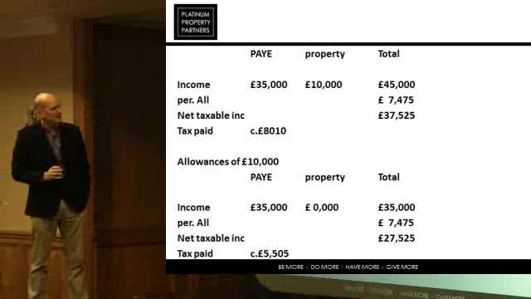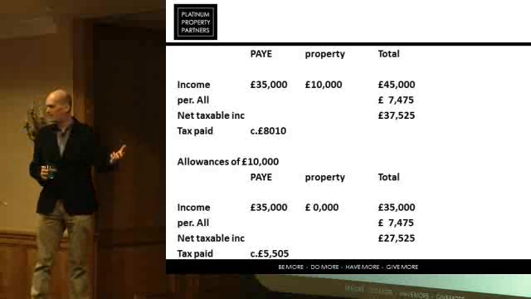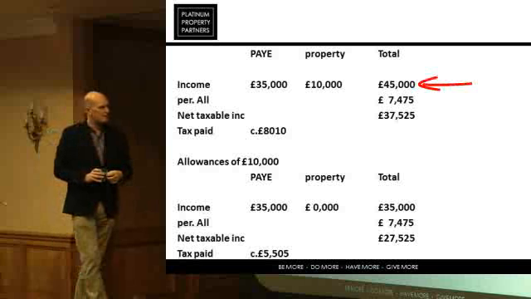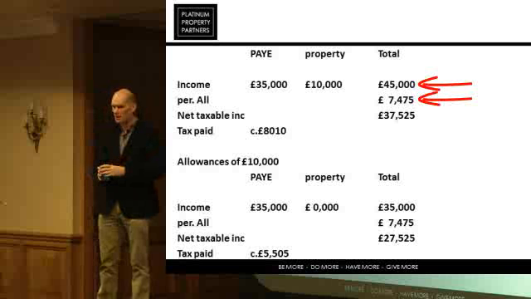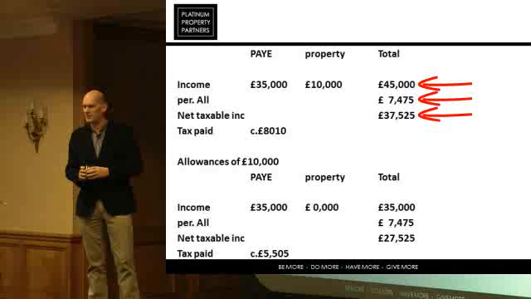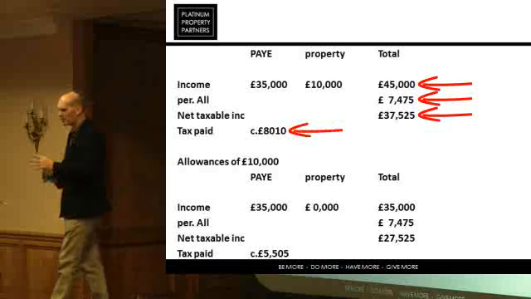So the way that it works is, there's his taxable income. He's got £10,000 profits from his property portfolio, so his total income is £45,000. He has his personal allowance of £7,500, and so his net taxable income is £37,500. The tax he would pay on that would be £8,000. But he's not so happy about that.